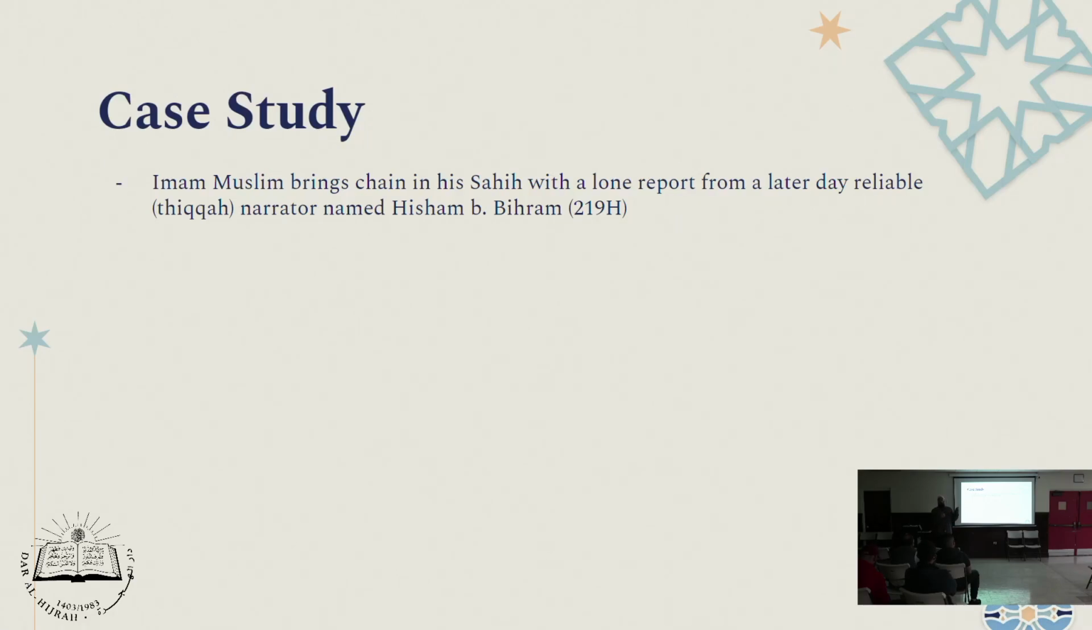So what do you think? Maybe 2 or 3 people plus the companion? Is that reasonable? So you're talking about at least 3 or 4 people between him and the Prophet Muhammad sallallahu alaihi wasallam. So his hadith was rejected simply due to being a lone report. Why? Imam Muslim said the narrator is a thiqa, he said the narrator is reliable.